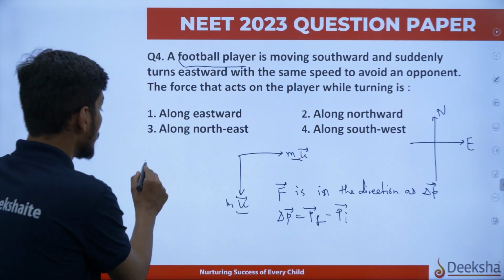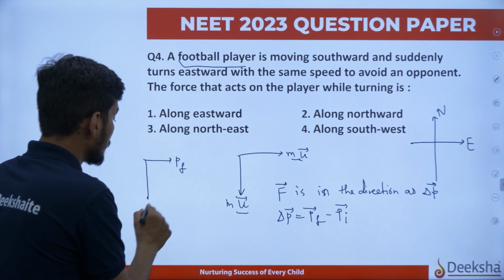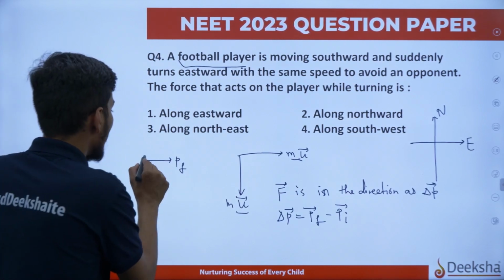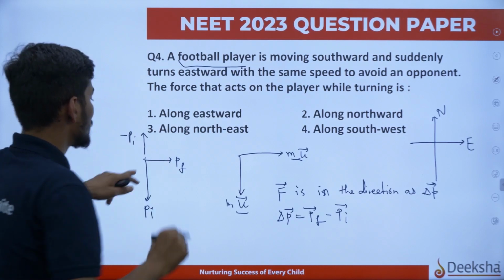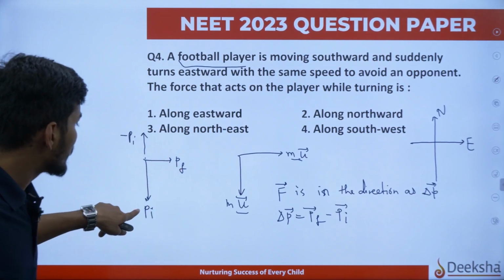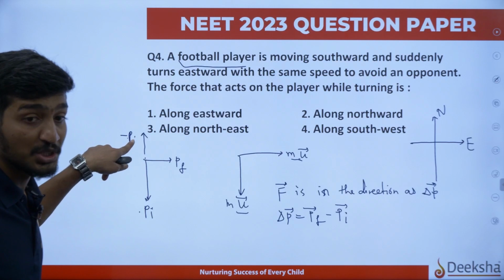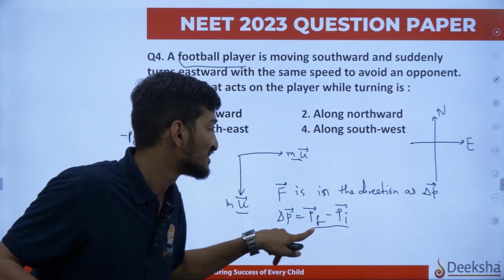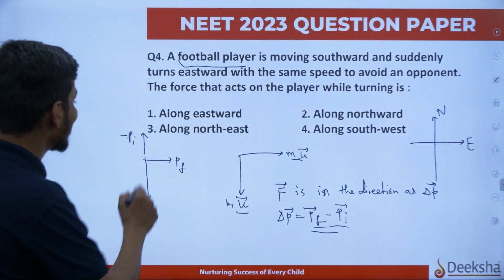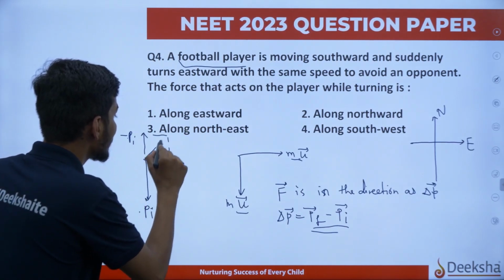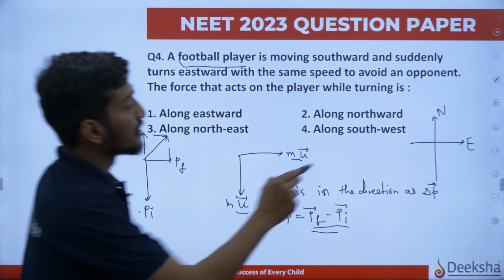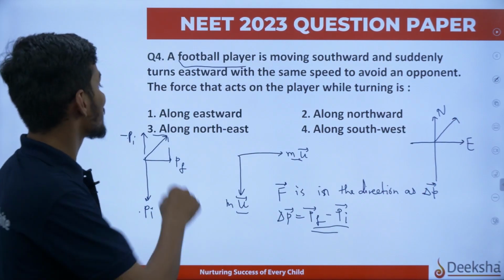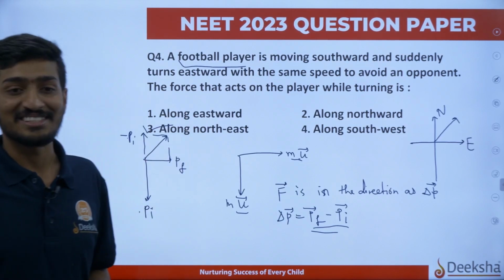In other words, if I just say this is final and this is initial, I have to subtract these two, which means I have to just add these two. What I've done here is I've taken a negative of p i, initial momentum, and now I'm going to add these two and the addition will be what I want. Understood? How clever is that? Okay, once I add them, I can see that my resultant points in this direction, which is northeast direction. So the answer to this question would be northeast.